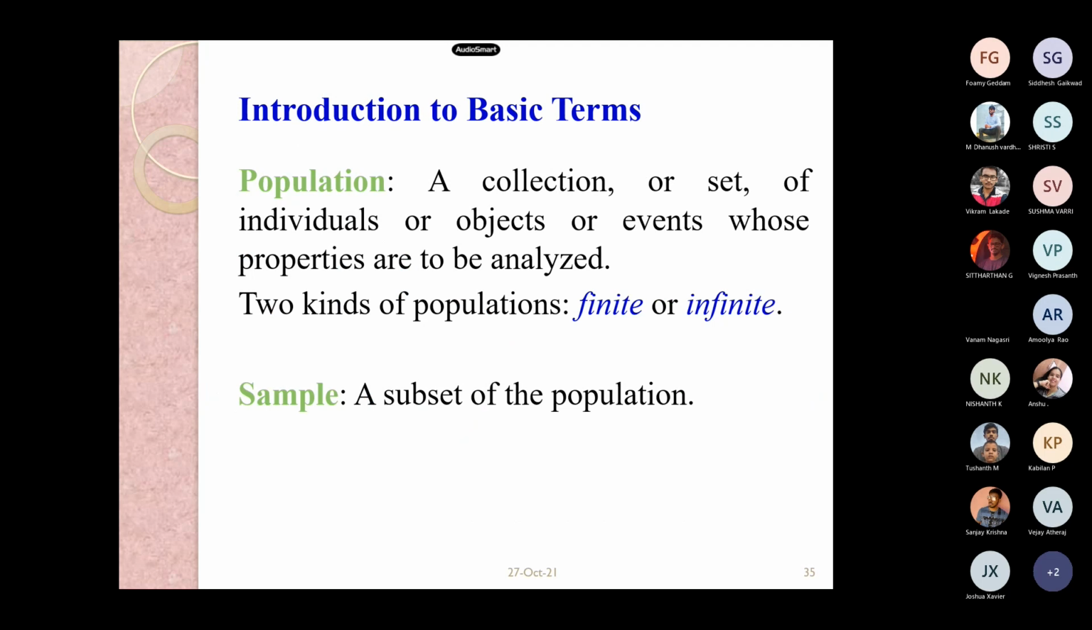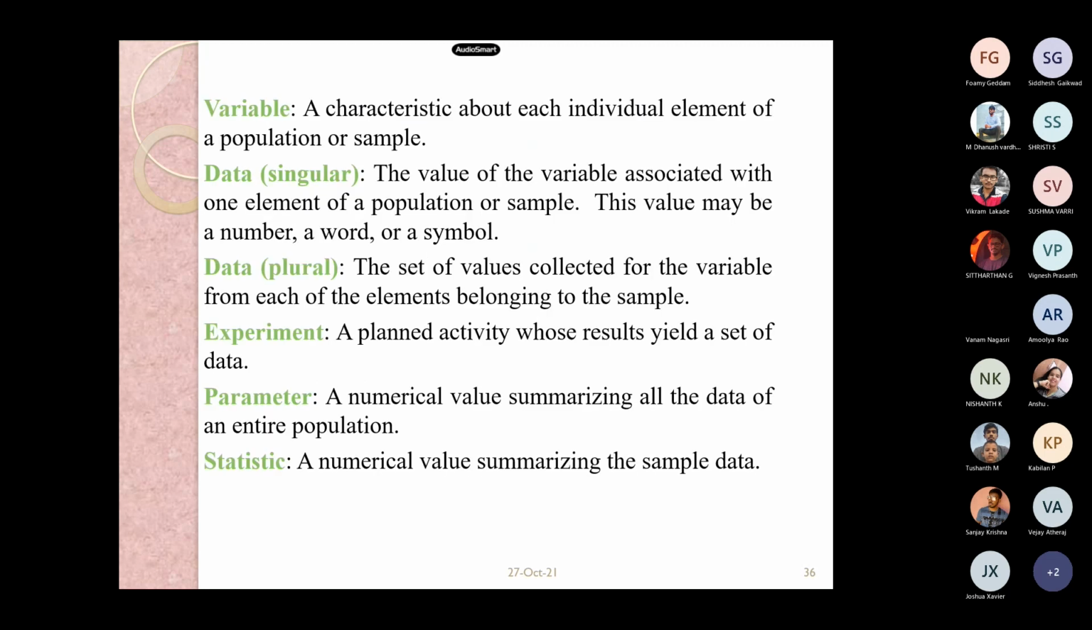A collection or a set of individuals, objects, or events whose properties are to be analyzed is nothing but a population. There are two different kinds available: one is finite and the other is infinite. And as I detailed earlier, a subset of a population is nothing but a sample. There are some other vocabularies related to statistics: variable, data, experiment, parameter, and statistics.